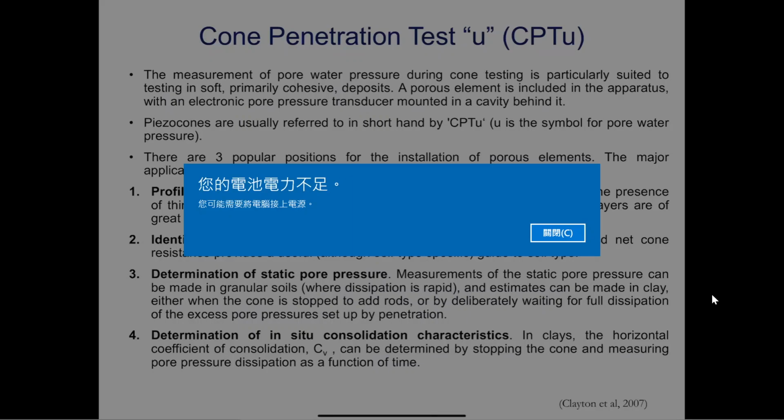You can also get static pore pressure. So you want to know what's the in situ pore pressure. It could be an excess, it could be hydrostatic. You just hold the probe there, as I mentioned, and you can deliberately wait for pore pressures to dissipate. When you push the cone in the ground, you will generate excess pore pressures. And if you wait for it to dissipate, you can treat this like a permeability measurement, or you can treat it like an odometer or consolidation related parameters. And that's point 4, essentially. You can get the coefficient of consolidation if you know permeability.